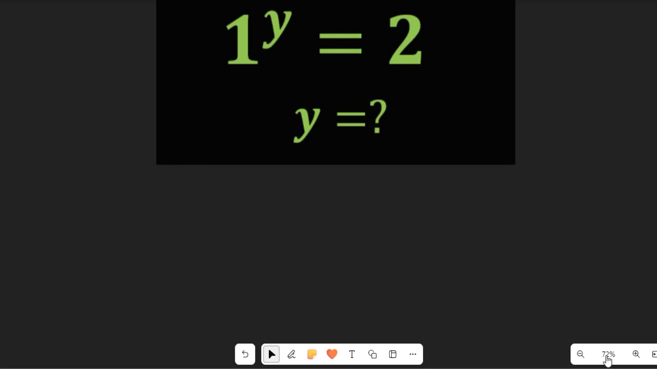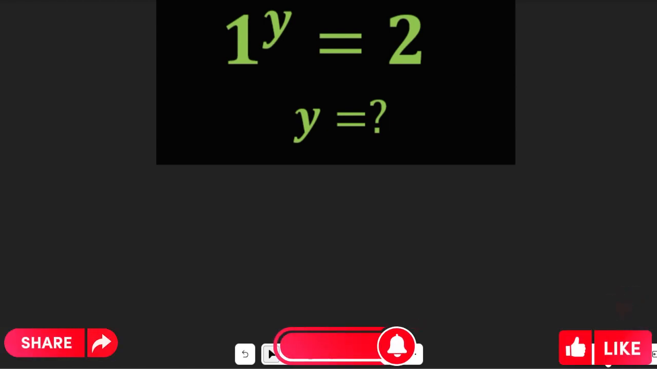To find the value of y in this nice exponential equation, I might say it's a math Olympiad question. We're asked to find the value of y. We need to take the natural log of both sides. But can this really give us a real solution?